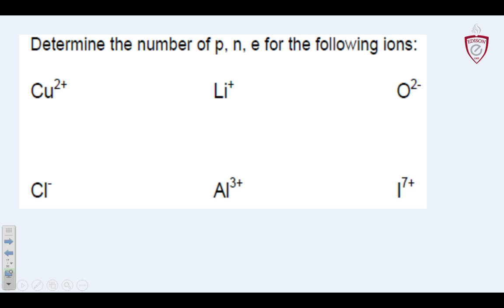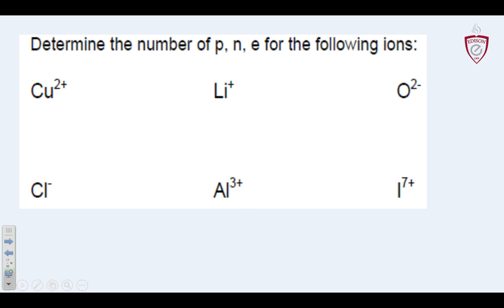Next example. We're not writing these down because you've got to be listening. My atomic number for aluminum is 13. My mass is 27, so 27 minus 13 for my number of neutrons. And my electrons is going to be protons, which is 13, minus 3. So 10 would be my answer for my electrons there.